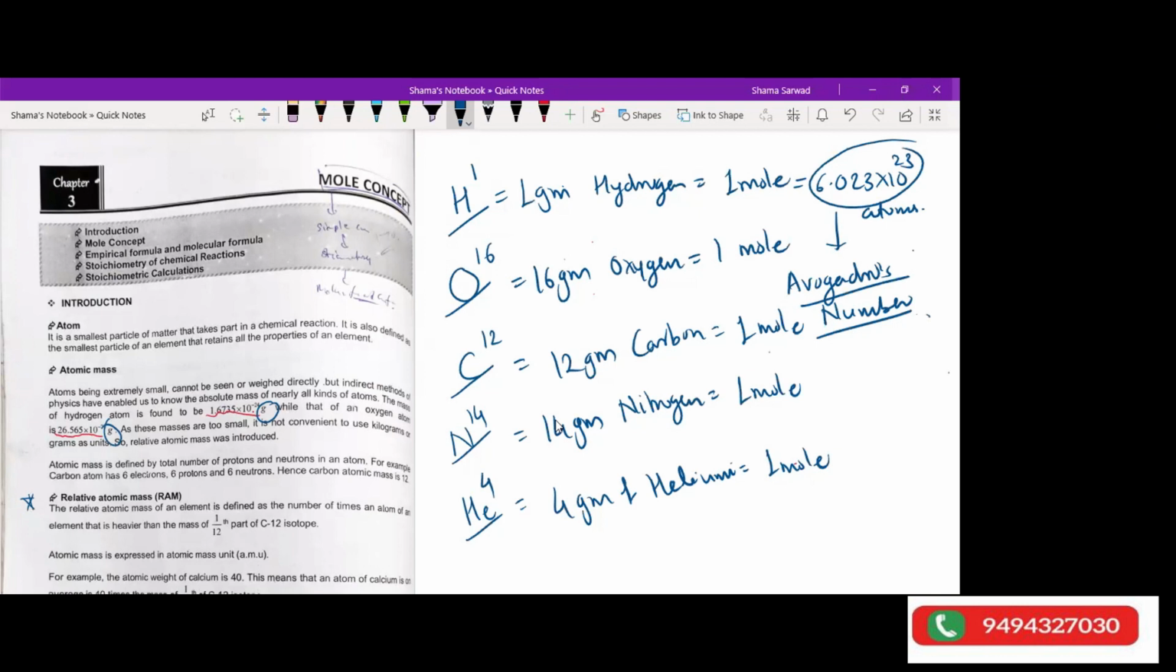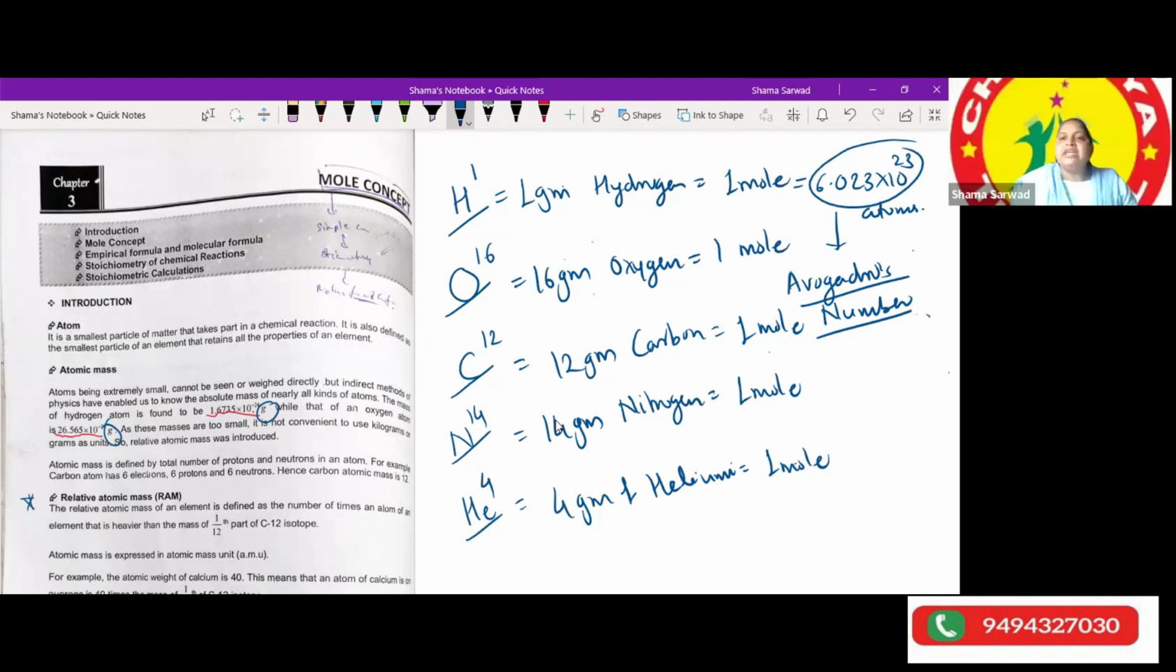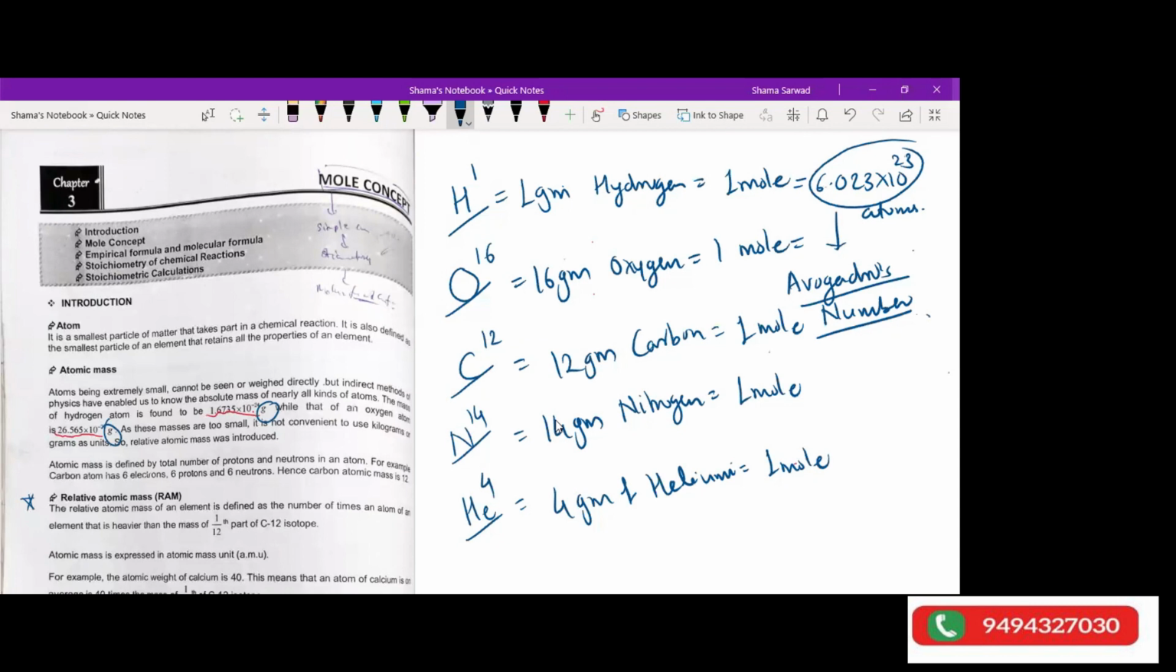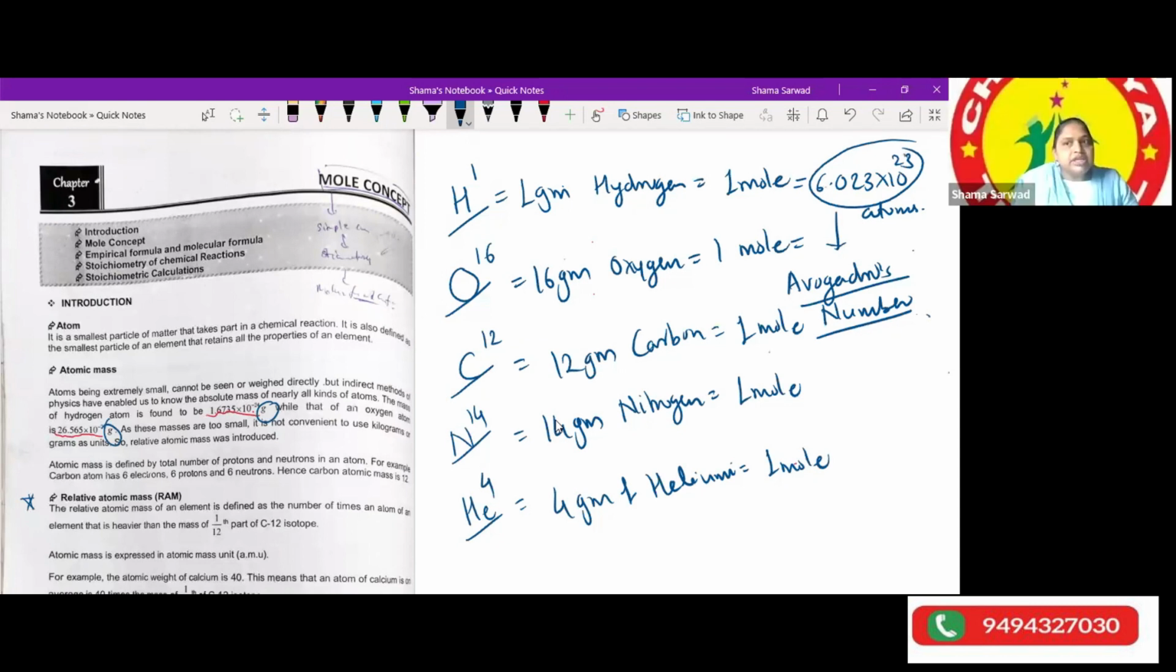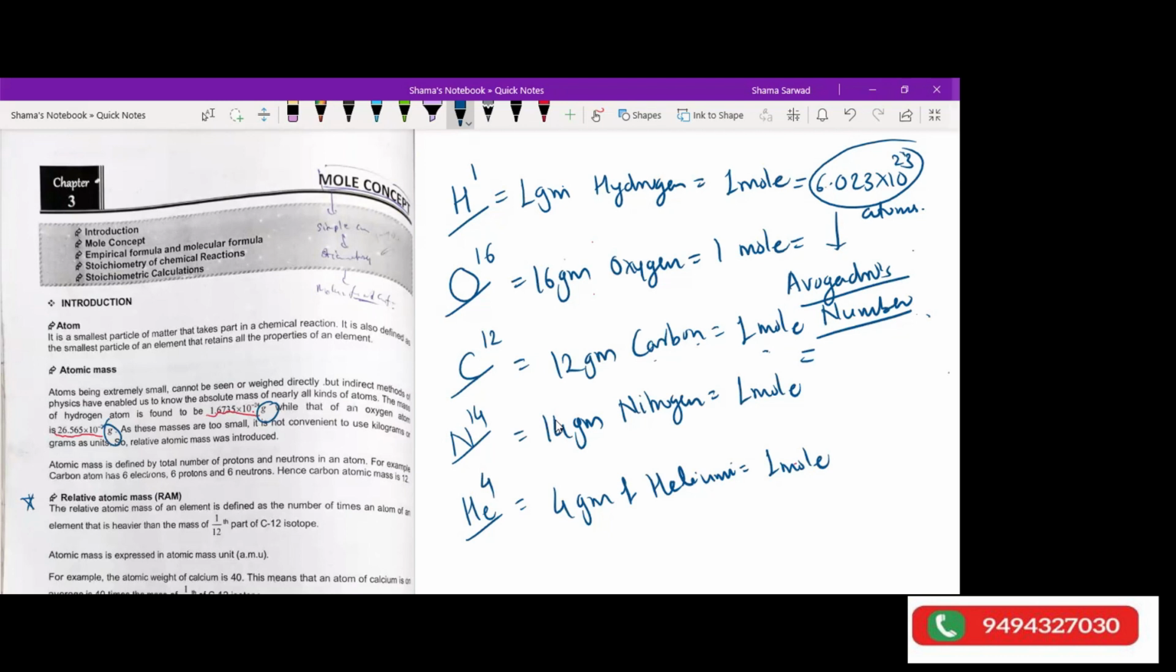How many atoms of oxygen will be present in 16 grams of oxygen now? 6.023 into 10 raised to 23. Similarly, if I give you 12 grams of carbon, that will be 1 mole of substance, correct? It will also consist of how many atoms? 6.023 into 10 raised to the power 23. Yes, this is the beauty of chemistry.